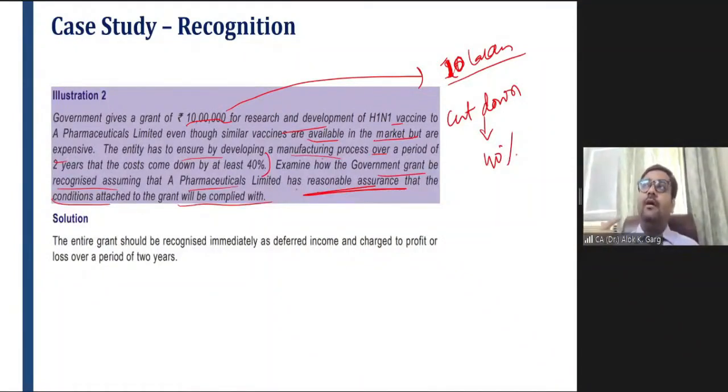Now coming to the recognition criteria. The entity will recognize a government grant if there is a reasonable assurance that the entity will comply with the condition and the grant will be received. So grant has already been received and there is a reasonable assurance that the condition will be complied with. In this case, whether we need to recognize this 10 lakh rupees upfront or over a period of 2 years. What is required to do? Guys, what to do?